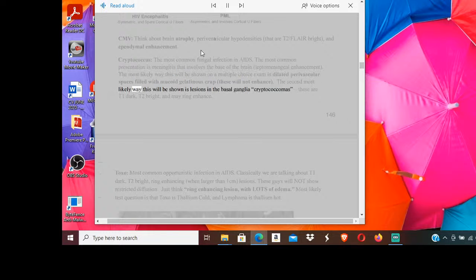The second most likely way this will be shown is lesions in the basal ganglia, cryptococcomas. These are T1 dark, T2 bright, and may ring enhance.